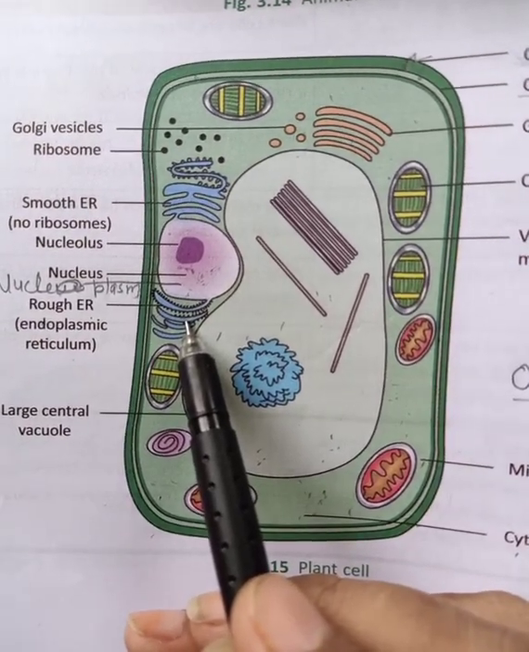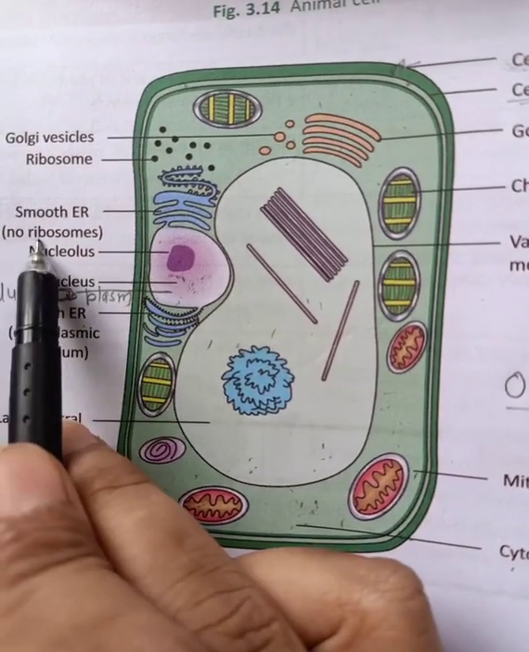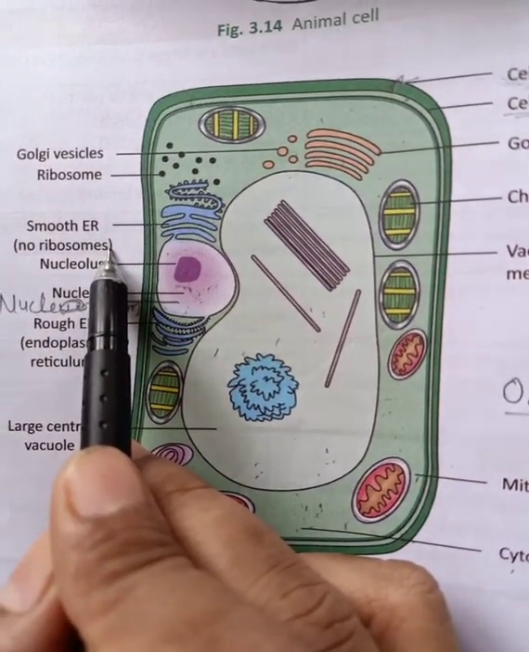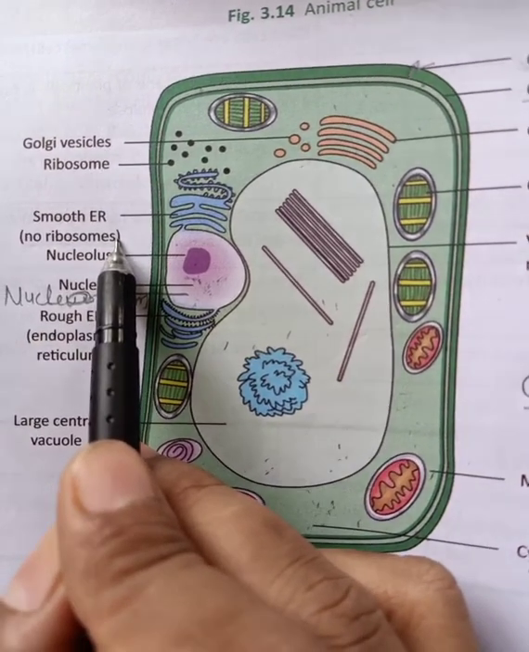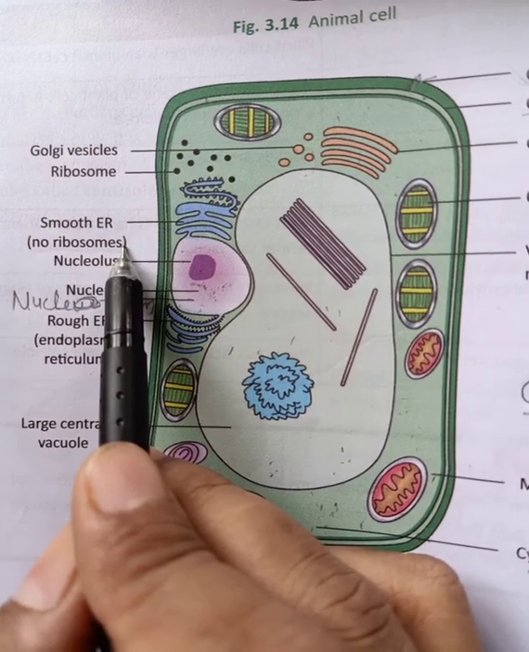The smooth endoplasmic reticulum, why do we call it smooth? Because it has no ribosomes present on the wall. That is why it is called smooth endoplasmic reticulum.